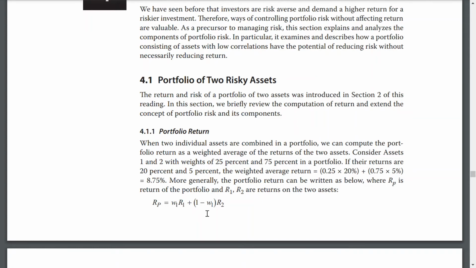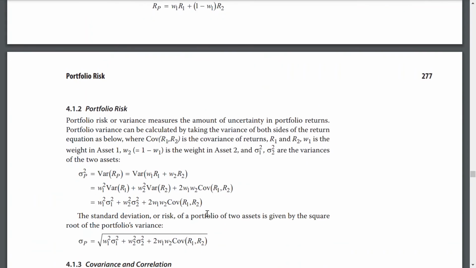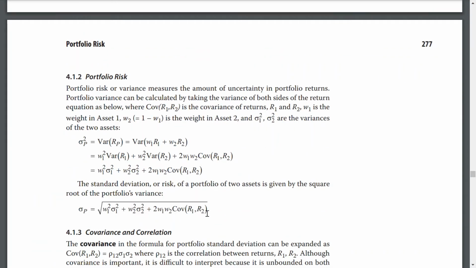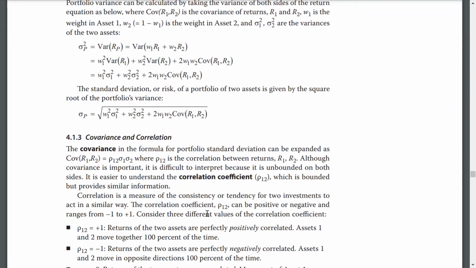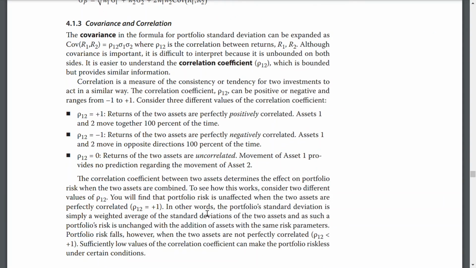So we use this equation to calculate portfolio risk. Portfolio risk, or variance, measures the amount of uncertainty in portfolio returns. Portfolio variance can be calculated by taking the variance of both sides of the return equation as below, where the covariance is calculated as such. The covariance and correlation: the formula for portfolio standard deviation can be expanded as Cov(R1, R2) equals as such, where rho 12 is the correlation between the returns R1 and R2.